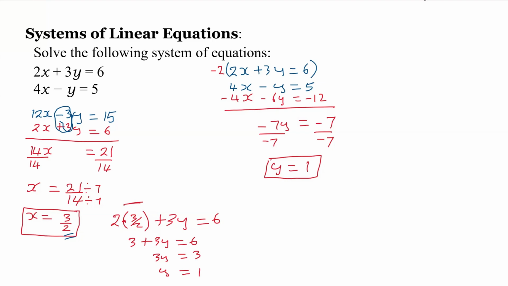Some professors want you to write it as a point, so the point would be 3/2 for x and 1 for y. And so either way, the solution is the point of intersection. So you could write this, or you can leave them separately. x is 3/2 and y is 1.